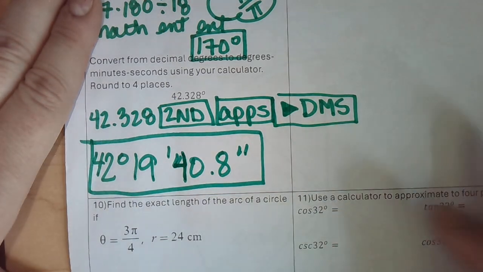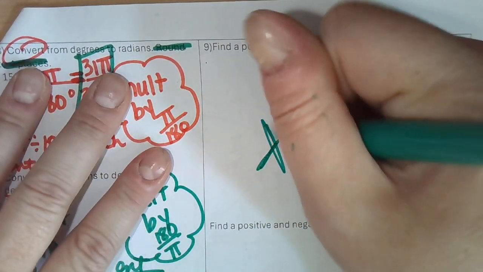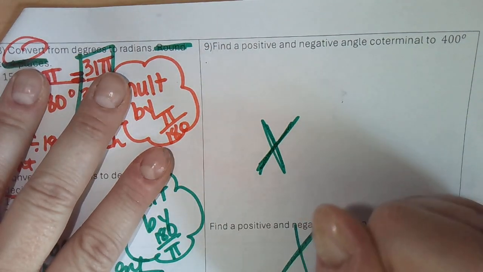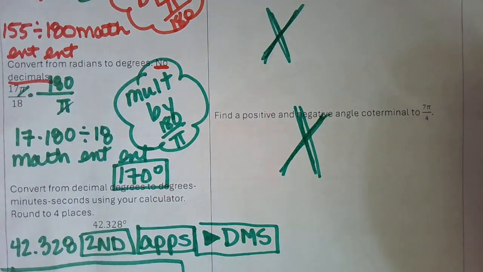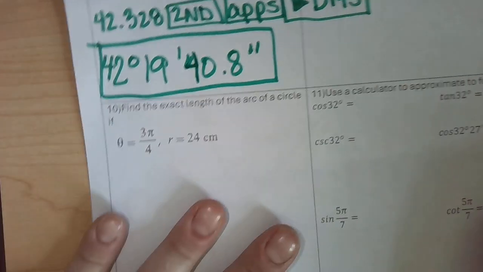Okay, number 9 and 10 we didn't get to, so we're scratching them out. Or, my bad, just number 9. But there's 2 pieces to number 9. We'll learn that another day. Okay, number 10. We're actually doing that one.